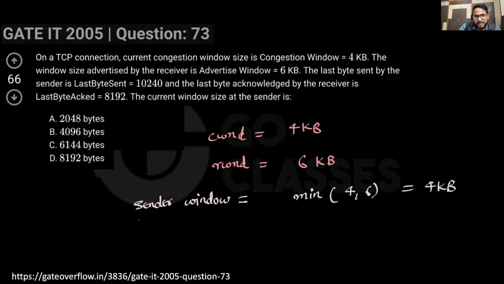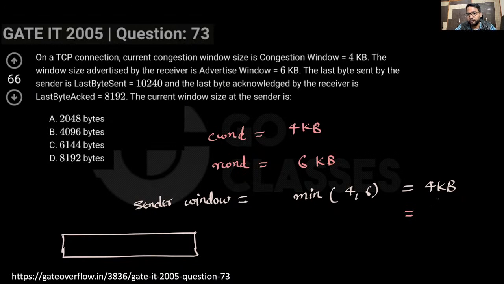But let's understand this question more carefully. Here, how does the sending window look? 4 KB means 4 into 1024, which will be 4096 bytes. So this is your sender window size, right? Now let's see how the buffer looks.